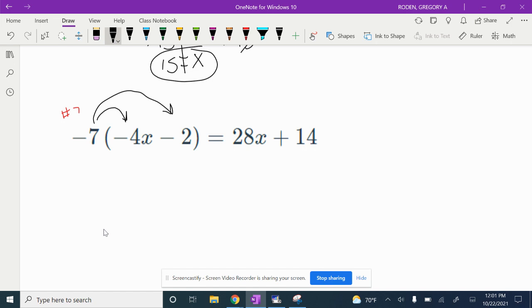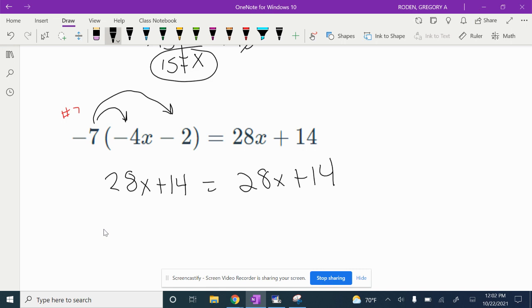Negative 7 times negative 7, a negative times a negative is a positive. So 7 times 4 is 28. So this is going to be positive 28x. A negative 7 times a positive 2 is negative 14. And I still have the 28x on this side plus 14.